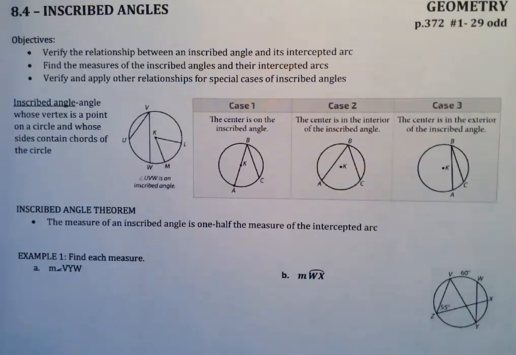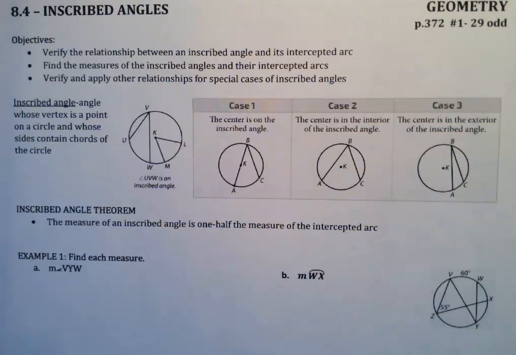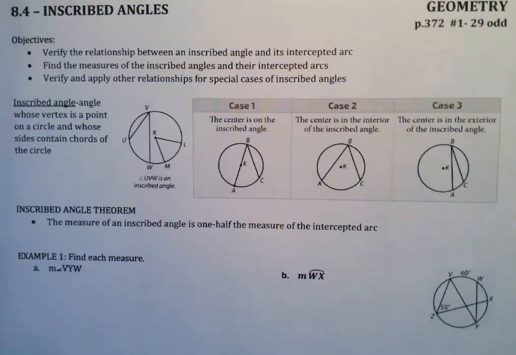All right, so first of all, an inscribed angle is an angle whose vertex is a point on a circle. So which one of these angles is inscribed? V. So name the whole angle. UVW. Good. UVW is inscribed because its vertex is V, like you guys said. The other thing it says is its sides contain chords.